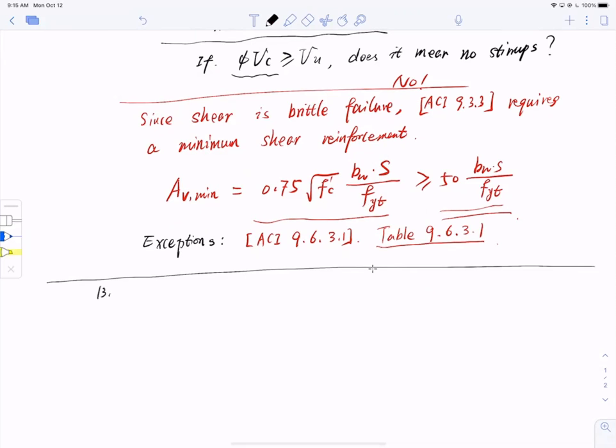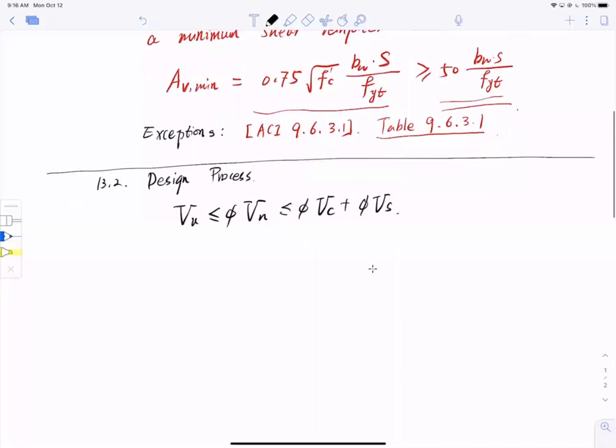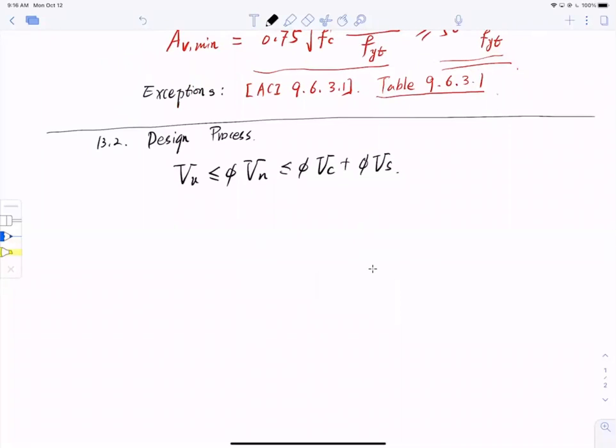So 13.2, design process. And of course, this design process is extremely simplified for you right now. So we can take a quick look at it. If we have a Vu, that is the applied shear, it has to be smaller or equal than phi Vn, the nominal shear resistant capacity, which is equal to phi Vc plus phi Vs. C represents concrete, S represents steel. So from this equation, Vs, for steel, has to be bigger or equal than Vu divided by phi minus Vc.